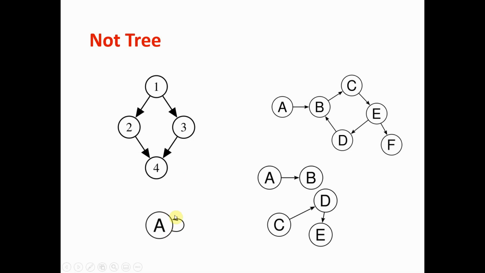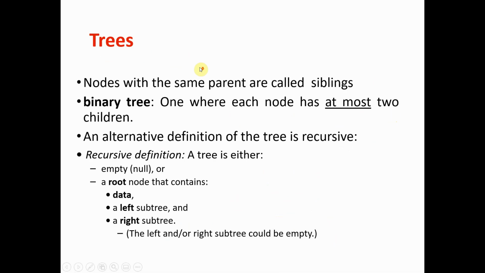Okay, so you can see that we have a cycle here, so basically this is not a connected set of nodes. Here, we don't have a unique path between B and E, we basically have a cycle, right? So these are examples of graphs that are not trees.